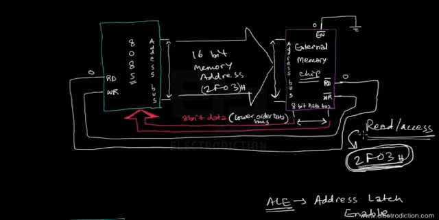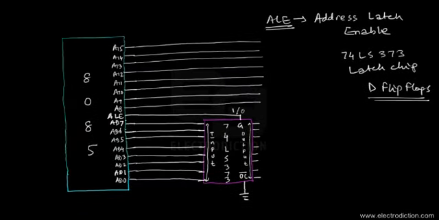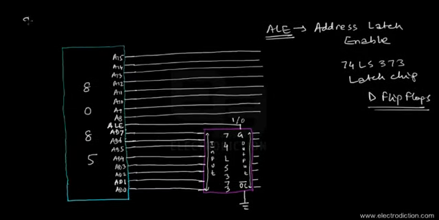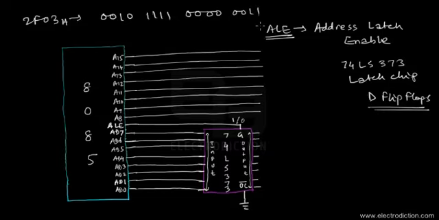Now let's take this example. Let's say the microprocessor wants to communicate with an externally connected memory chip, and will access data from the memory address 2F03H. Let's split it up. 2F03H corresponds to a binary code of 0010 1111 0000 0011. So this entire code would appear on its address lines.